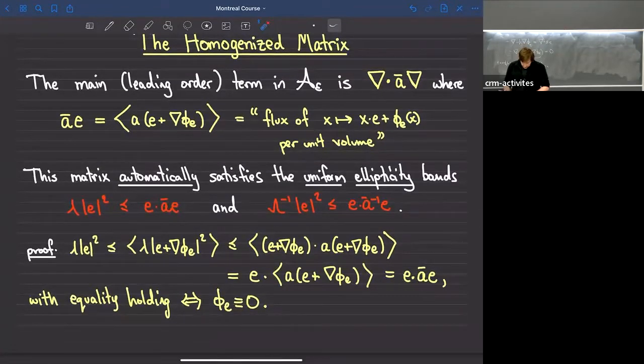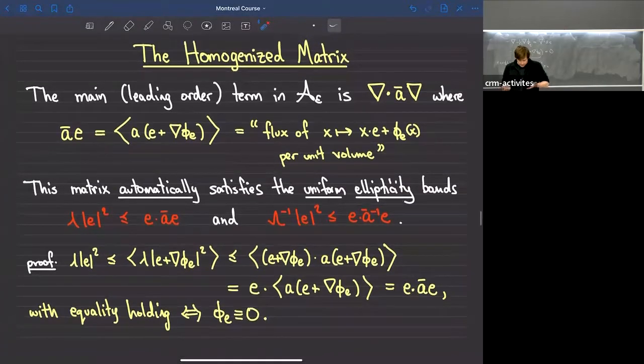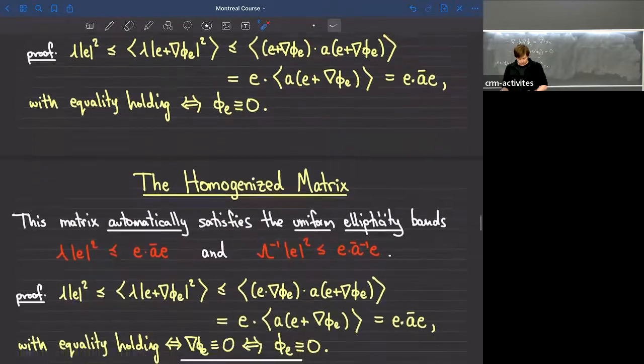Okay. So equality holds if there's no corrector, right? If the corrector is doing anything, then you will not have equality, but otherwise yes. So in some sense, the A bar is going to have a better lower bound for its ellipticity than the A did, unless the corrector happens to totally vanish. And if the corrector vanishes, then you're basically dealing with a constant matrix anyway.